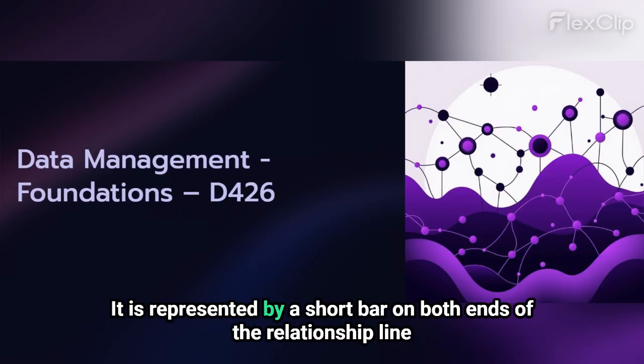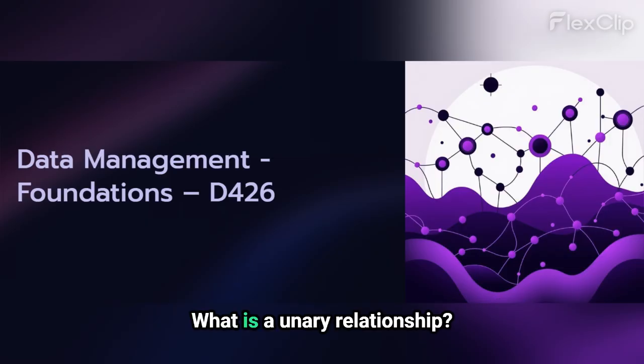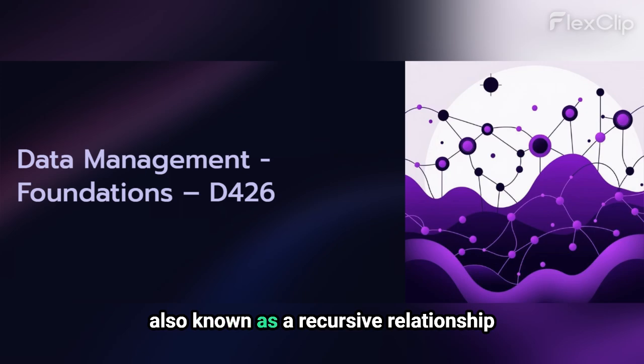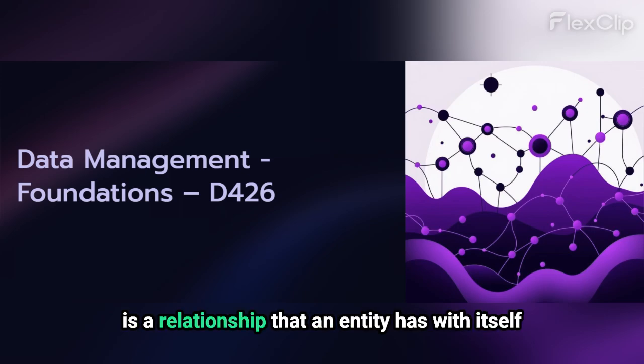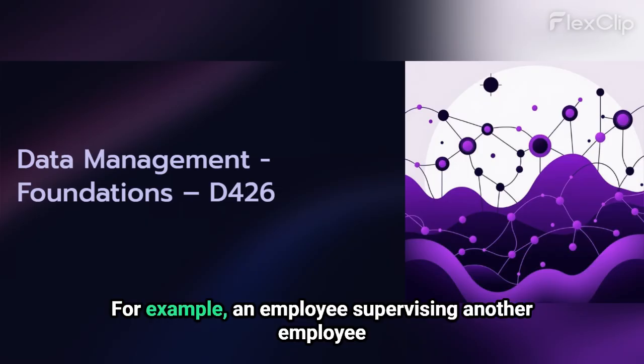It is represented by a short bar on both ends of the relationship line. What is a unary relationship? A unary relationship, also known as a recursive relationship, is a relationship that an entity has with itself. For example, an employee supervising another employee.